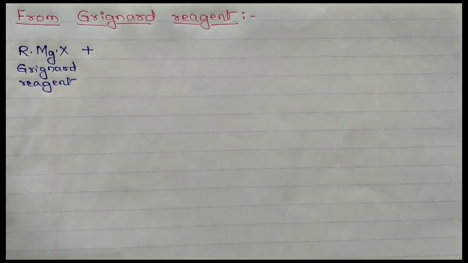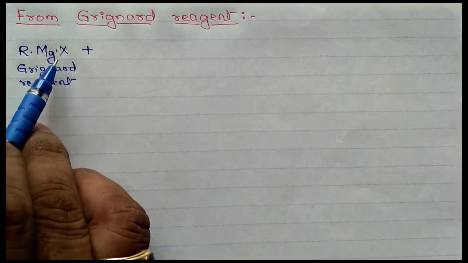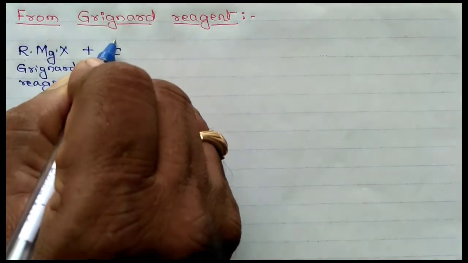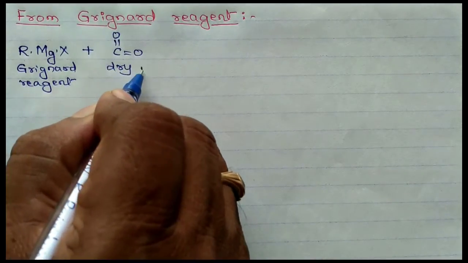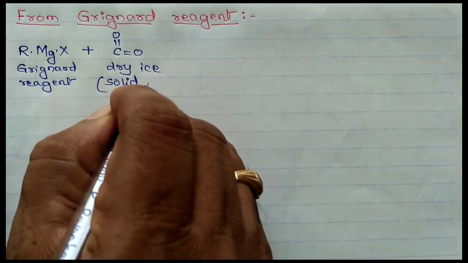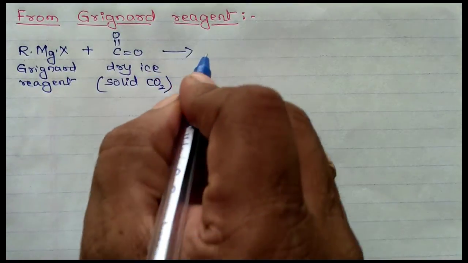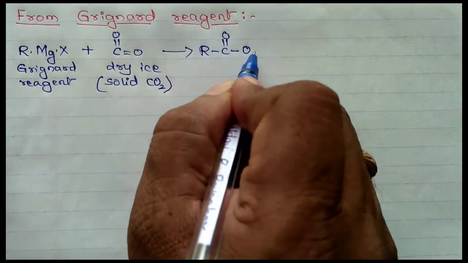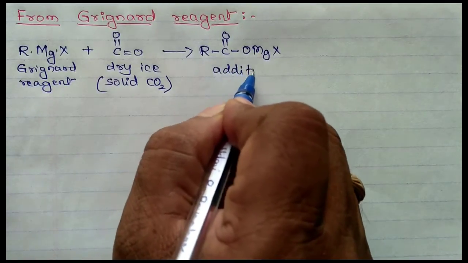Preparation of carboxylic acids from Grignard reagent. Grignard reagents are represented by the general formula RMgX. Grignard reagents react with dry ice, that is solid carbon dioxide, O=C=O. This is dry ice, another name is solid carbon dioxide. You are going to get the addition product, RC(=O)OMgX.